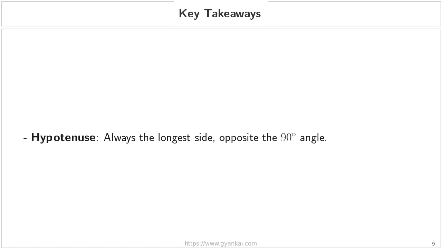First, let's revisit the hypotenuse. Remember, this is your anchor. It is always the longest side of the triangle, and its position is fixed because it is always located directly opposite the 90-degree angle. No matter which angle you choose to focus on, the hypotenuse stays the same.